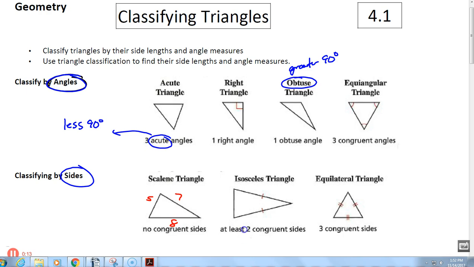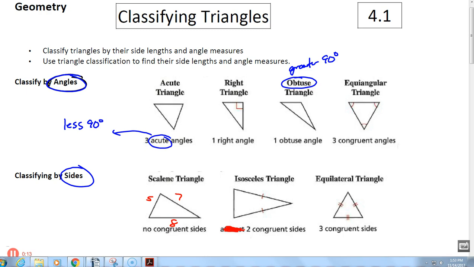Isosceles, scratch out "at least." Some textbooks get into whether it's exactly or at least, but I'm not going to worry about that. If you have two equal sides, you're isosceles. And then finally, if all three sides are equal, you are equilateral.